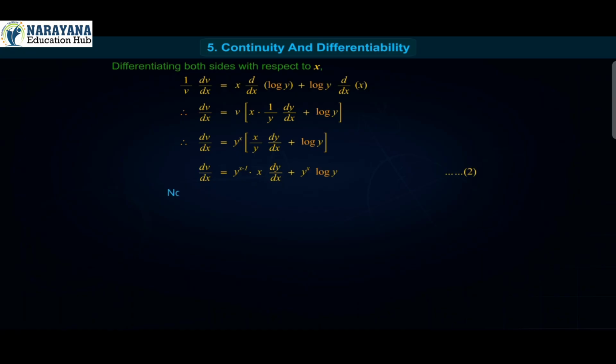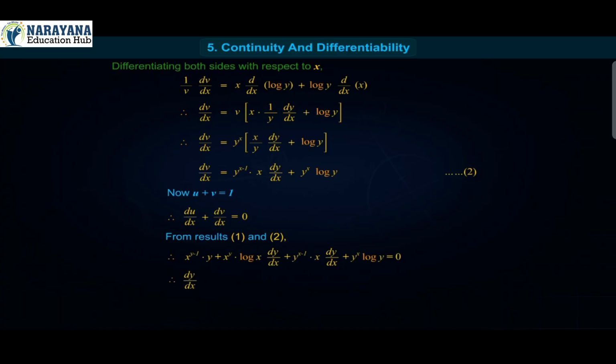Equation 2. Now, u + v = 1. Therefore, du/dx + dv/dx = 0. From results 1 and 2, therefore, x^(y-1) y + x^y log x dy/dx + y^(x-1) x dy/dx + y^x log y = 0.